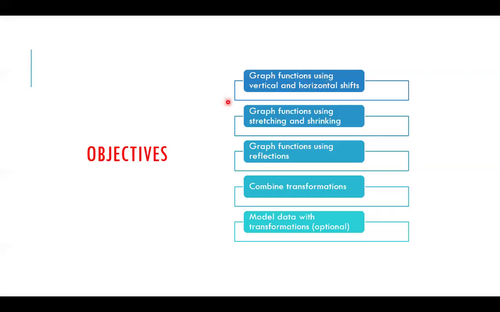So our objectives are to graph functions using vertical and horizontal shifts. So slides across left and right. Talk about graph functions using stretching and shrinking. So we're going to be dilating our function. Okay. We're going to graph functions using reflection. So reflecting across the x-axis and the y-axis.